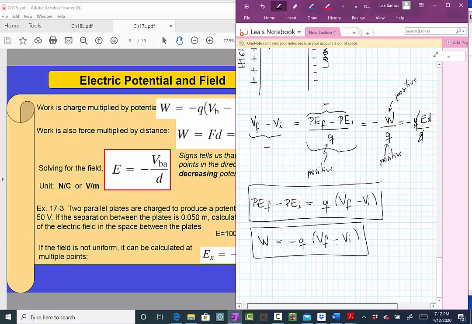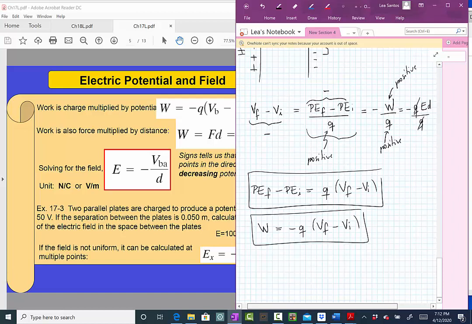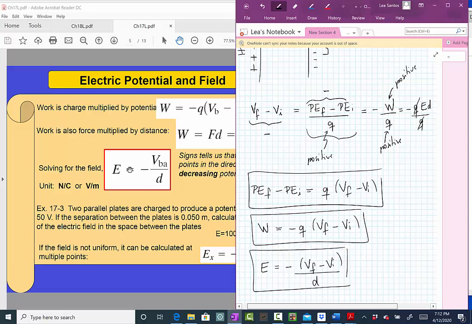What else can we extract from our relationships that we wrote there? Well, we also see that I can write an equation for the electric field in terms of the change in potential. What is the equation for the electric field? Minus the final potential minus the initial, divided by D. Okay, so this is another equation which is showing up here in this slide. So you see how many relationships we got for the potential, change in potential energy, work, electric field, all in terms of the change in potential.